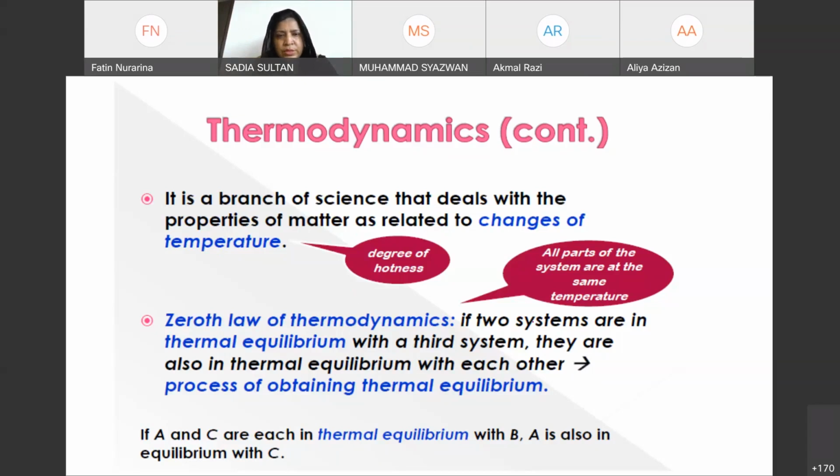Zeroth law of thermodynamics: if two systems are in thermal equilibrium with a third system, they are also in thermal equilibrium with each other. For example, you have A, B, and C. If A is in equilibrium with B and B is in equilibrium with C, it means A and C are also in equilibrium. So A is in equilibrium with B, C is also in equilibrium with B, which means A and C are in equilibrium with each other. Or you can say if A and C are each in thermal equilibrium with B, then A is also in equilibrium with C.